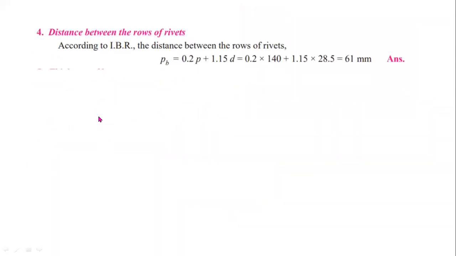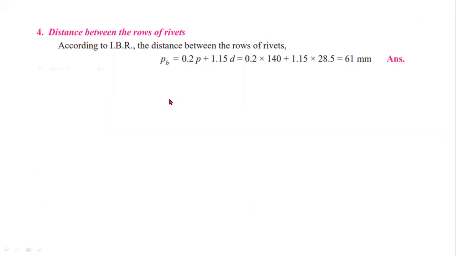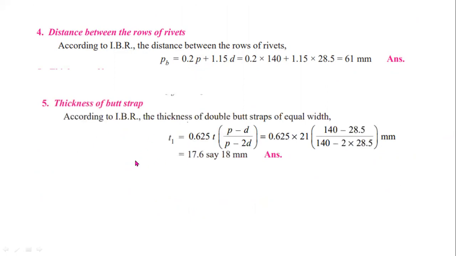Then we have to determine the row pitch or back pitch. Already we know the formula for row pitch or back pitch. Now this is the thickness of the butt straps, t1. This is the answer for butt straps, 18 mm. Now margin m equal to 1.5d, equal to 43 mm.